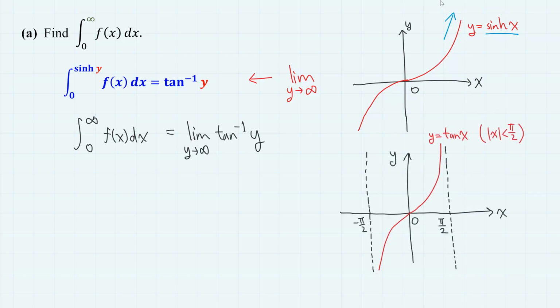And using the graph of the tangent function, we know what value inverse tangent y approaches as y goes to infinity. It approaches this vertical asymptote, which is x equals pi over 2. Therefore, the value of this limit is pi over 2, which is our answer.